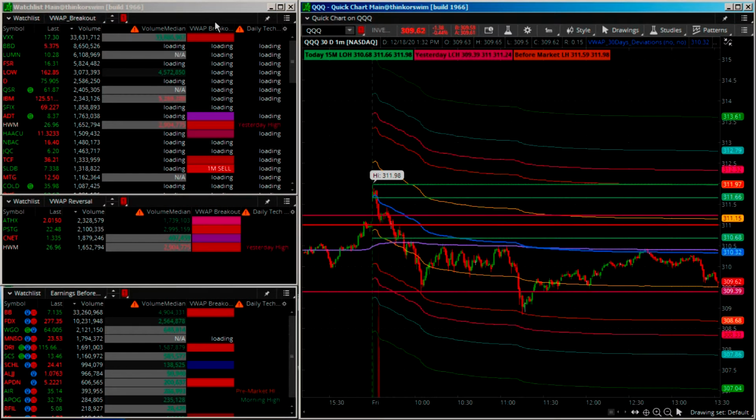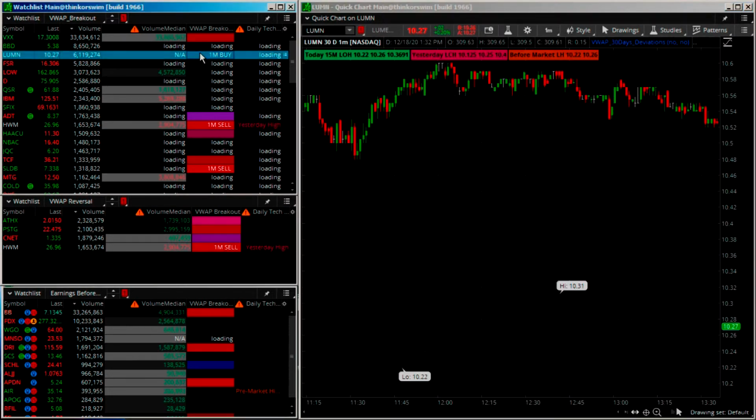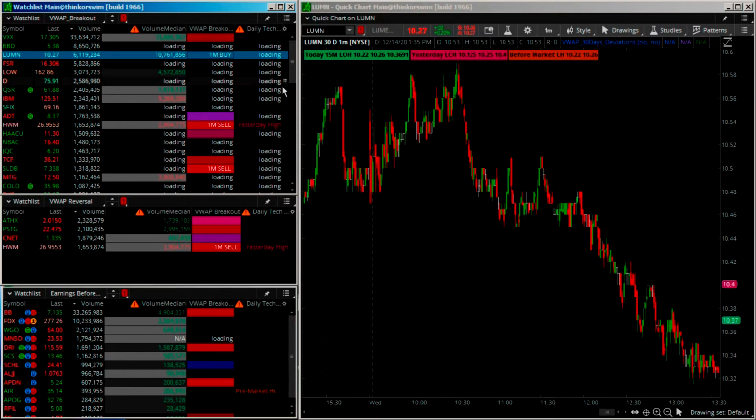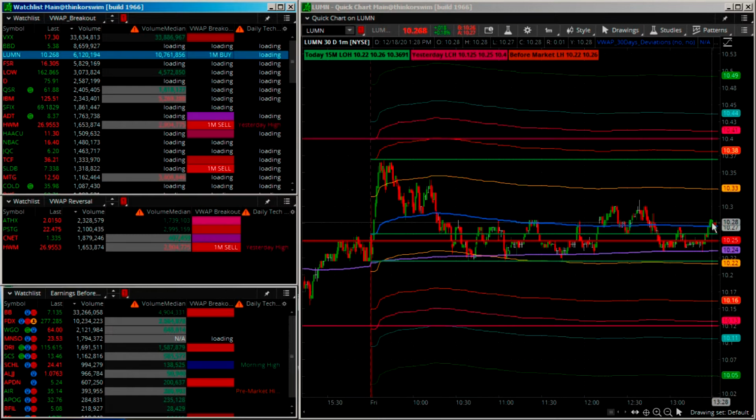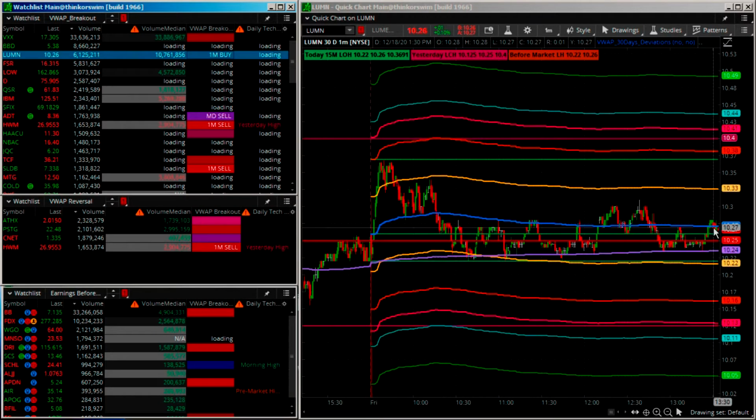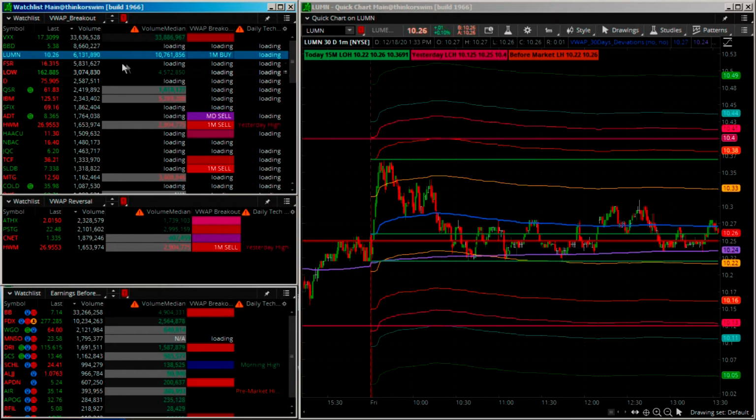With this watchlist, you have the VWAP breakout column that comes with it, and that one notifies you when there is actually a crossing. So let's see, LUMN, we just got the 1 minute, and you can see over here on the chart we are now crossing the 1 minute VWAP for LUMN. We got it tagging over here. Like I said, this refreshes every now and then.